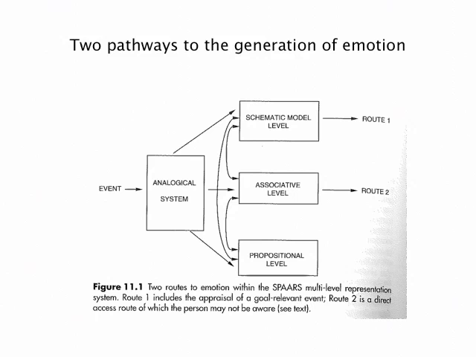Now, here are the two pathways to the generation of emotion. You see here that there's a Route 1 and Route 2. Route 1 is the appraisal-based route. It's more effortful, slower. And Route 2 is the associative route.